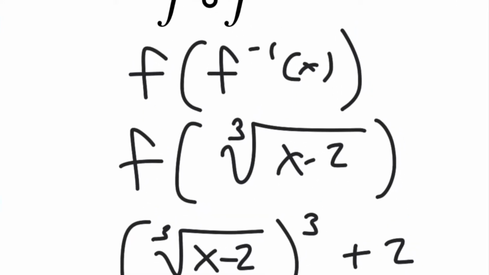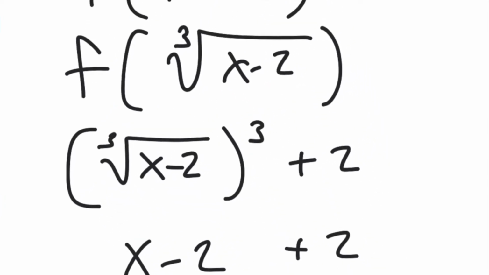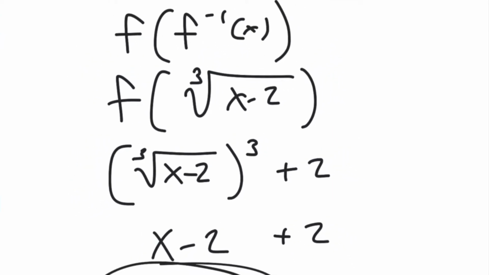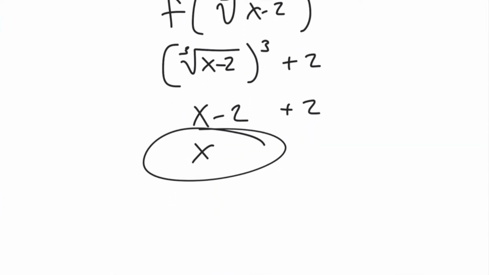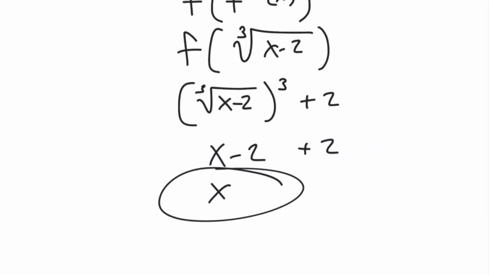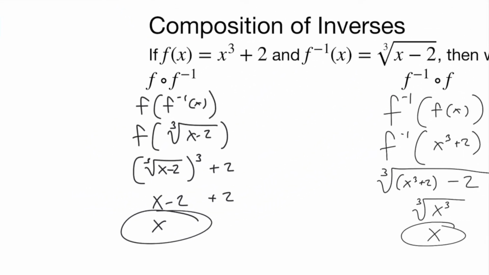We know what f inverse is. It's this cube root of x minus 2. We're going to plug all of that into the f function. The f function is here, x cubed plus 2. So we take everything that was in here for x and we put it in. We say that that's the input. Then we cube it plus 2. Well, the cube and the cube root will cancel. We get x minus 2 plus 2. And therefore, we just get x. All of the operations cancel each other out. And that's to be expected.